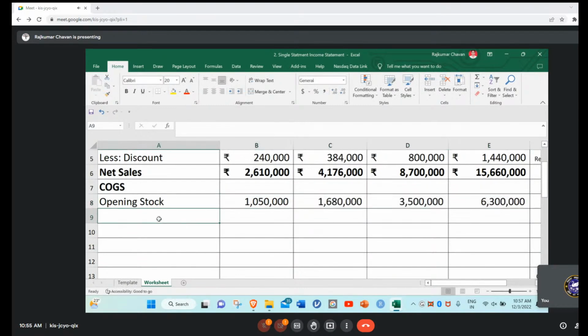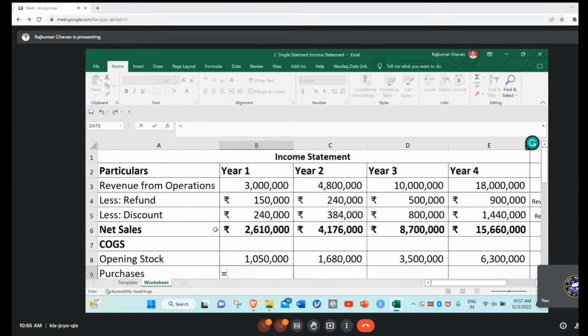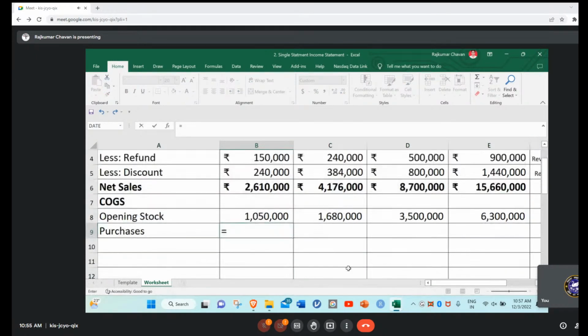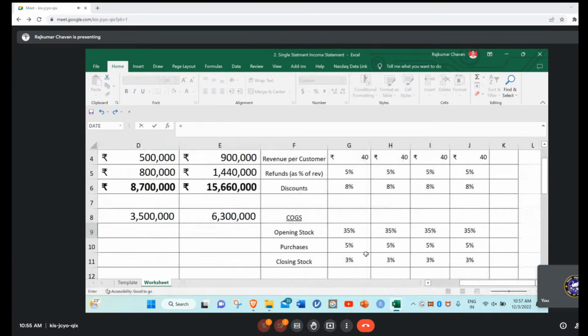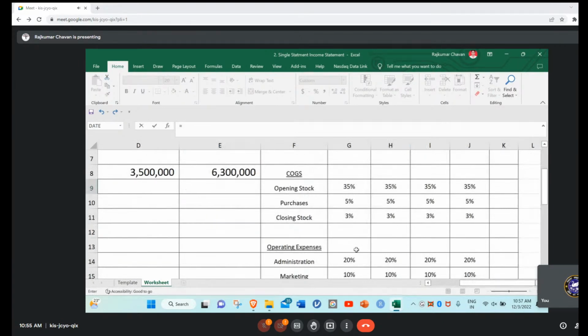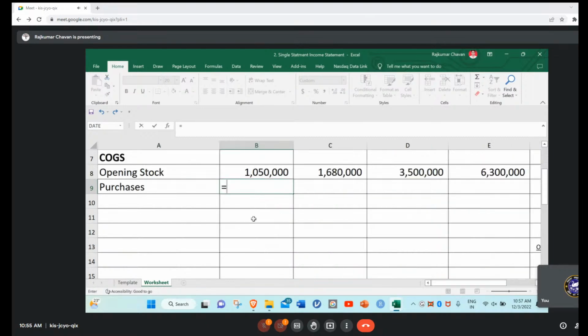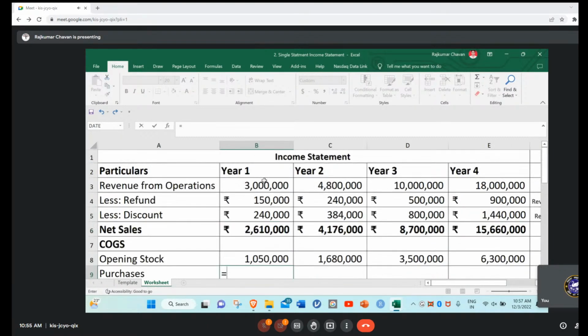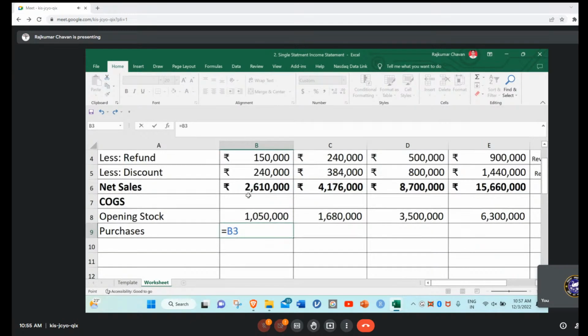Next, after opening stock, what is the next one? Purchases. Again, purchases is equal to how much percent? Can you see on the right side? Purchase is how much percent? 5%. Again, this purchases of which sales? Gross sales. Gross sales for first year is how much percent? Total 30 lakh rupees. So let us take here is equal to, how do you should do? Take this 30 lakh, my gross sale, into how much percent?